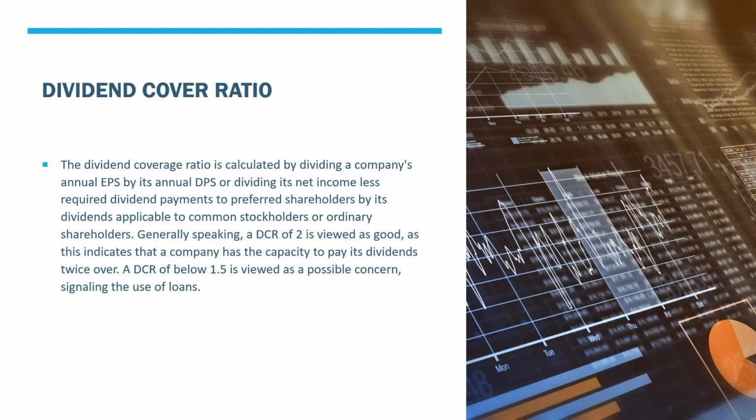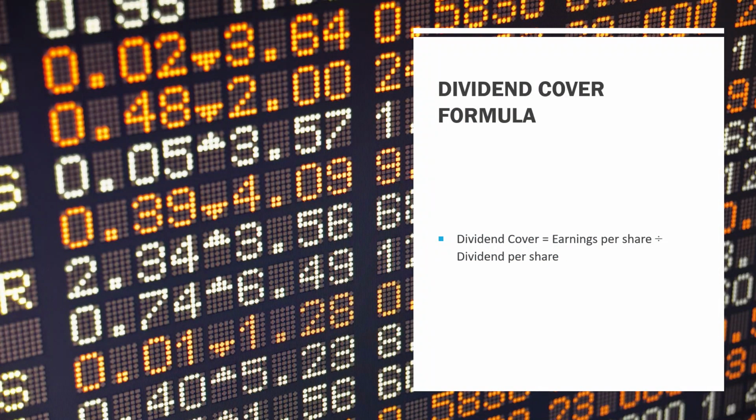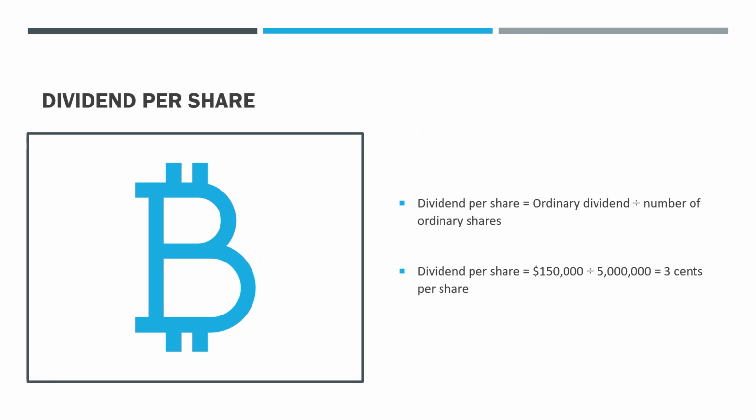The next question is how a dividend cover ratio is calculated. Well, the dividend cover ratio is calculated by dividing the company's earnings per share with dividend per share. In equation form, this may be expressed as dividend cover is equal to earnings per share divided by dividend per share. However, to apply this formula, firstly, we need to calculate the dividend per share. That is calculated by dividing ordinary dividend with the number of ordinary shares or common stock.